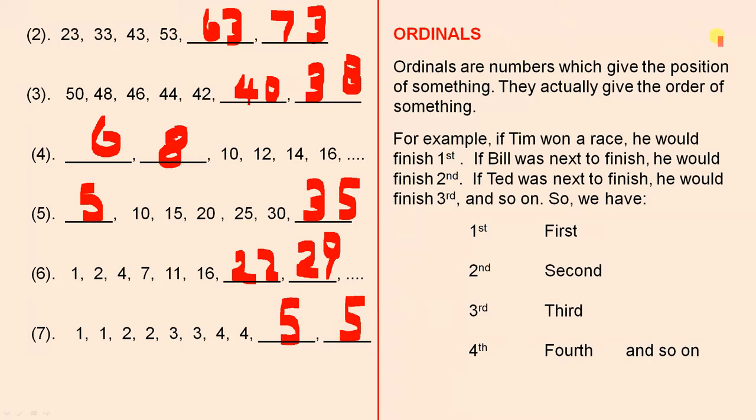Ordinals. Ordinals are numbers which give the position of something. They actually give the order of something. For example, if Tim won a race, he would finish first. If Bill was next to finish, he would finish second. If Ted was next to finish, he would finish third, and so on. So we have first, second, third, fourth. That's how you write them using the numbers, and here you write them using the words, and so on. You can keep going, 5th, 6th, etc.